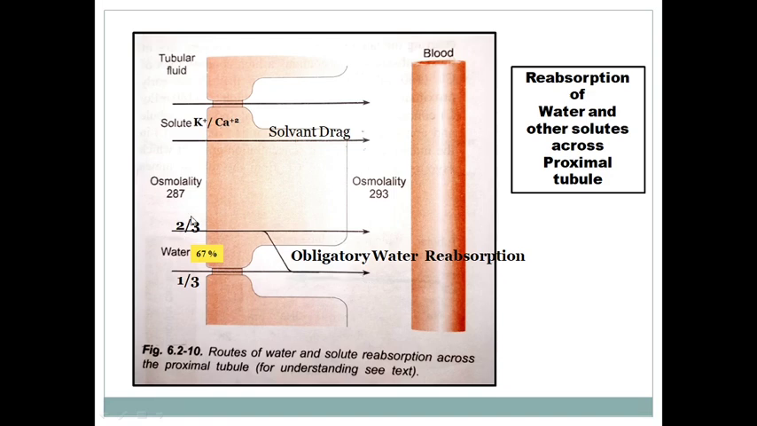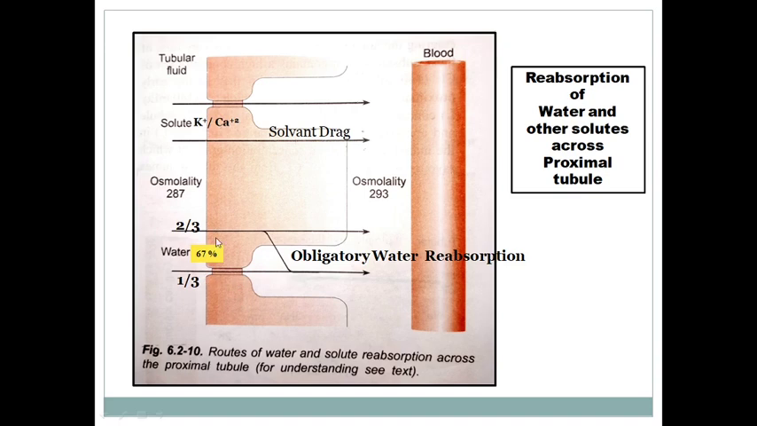So out of all the glomerular filtrate, 67% of water gets reabsorbed with the help of this osmotic gradient driven water reabsorption, and this water gets reabsorbed by two pathways. One is the transcellular pathway and the second is the paracellular pathway. Out of the 67% reabsorbed water, two-thirds of the water gets reabsorbed with the help of the transcellular pathway, and one-third of the water gets reabsorbed by the paracellular pathway.